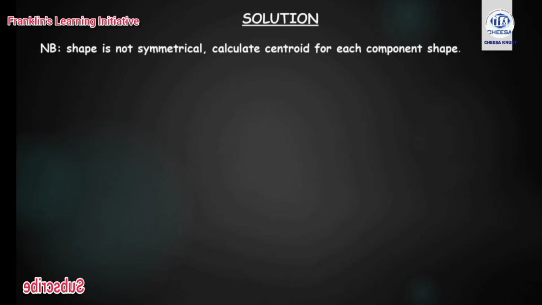So we have seen that the shape is not symmetrical. We have to calculate the centroid for each component shape. You are advised to use what we call the systematic tabular method. This method helps you not to skip a step or miss a point. You are able to calculate each individual item, and at the end you find the total, which gives you the total first moment of area from which you can calculate your centroid.